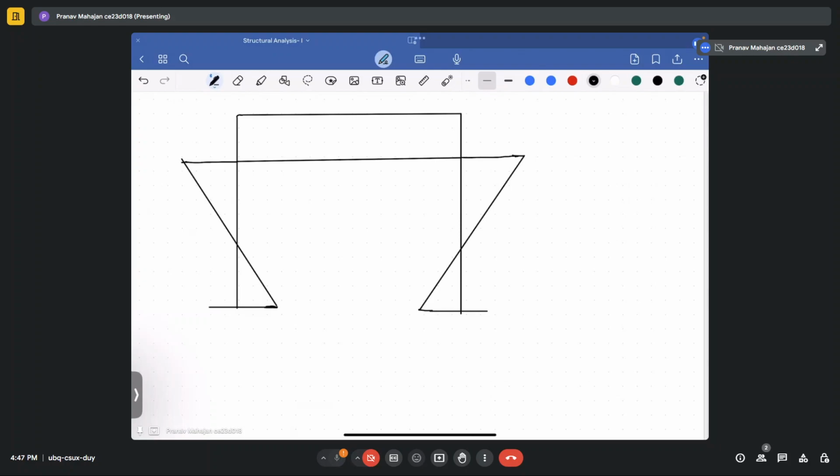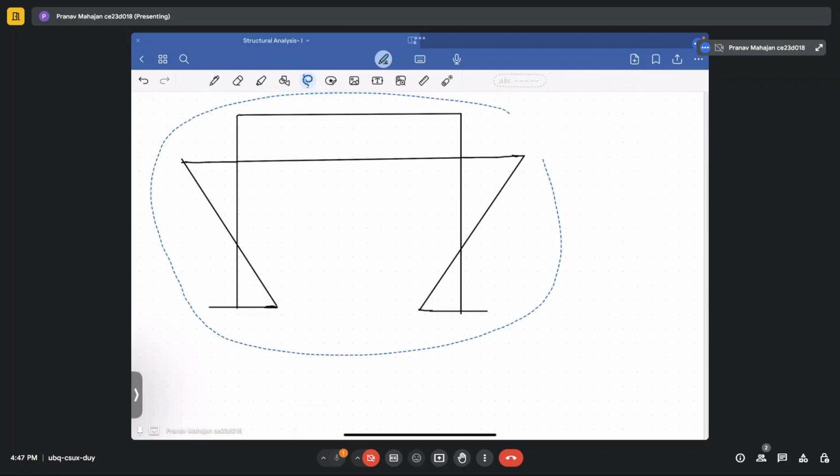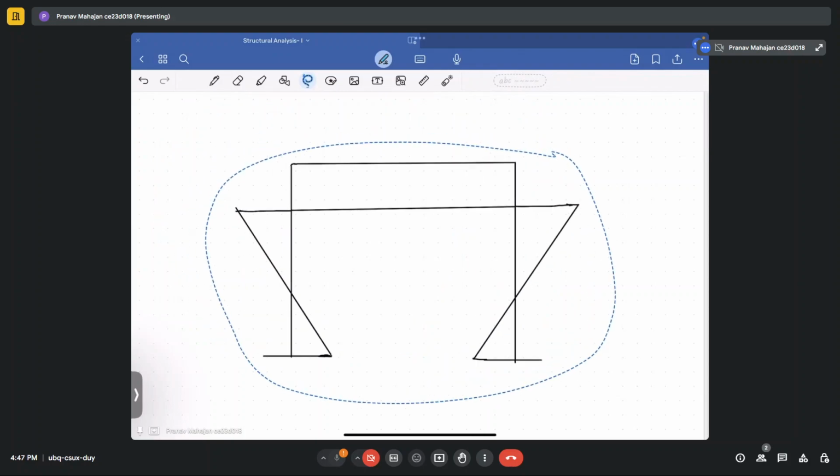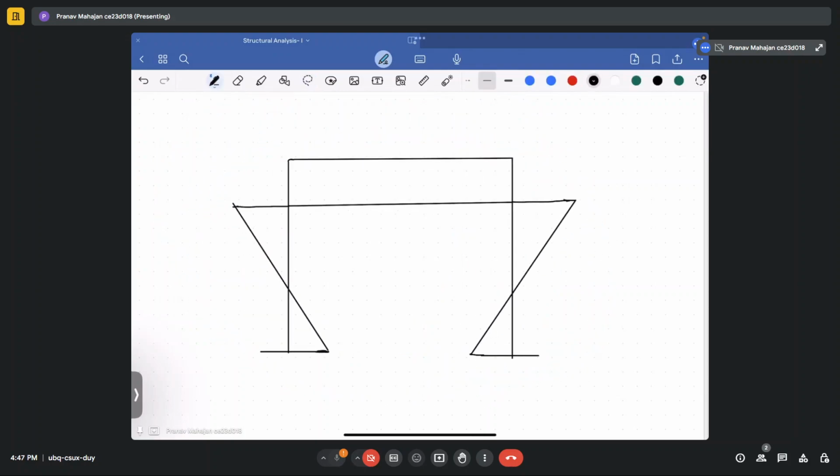Right, now we will also make the loading that is there, that fits. We have the UDL in the section BC, so that will also come into picture. That will be like this. Okay, so now your area will be this area.